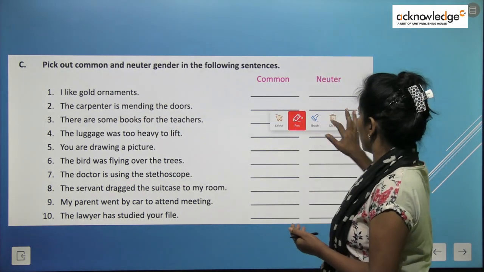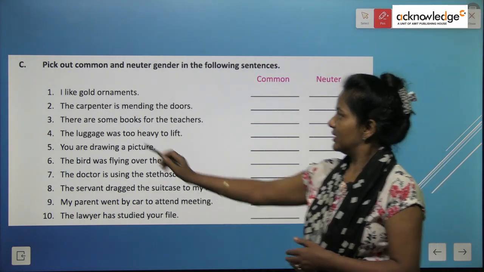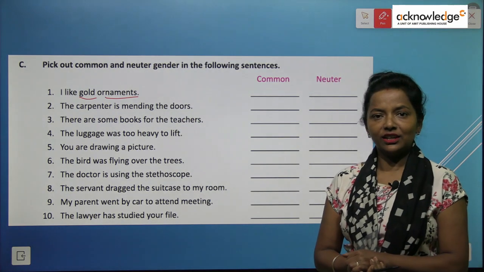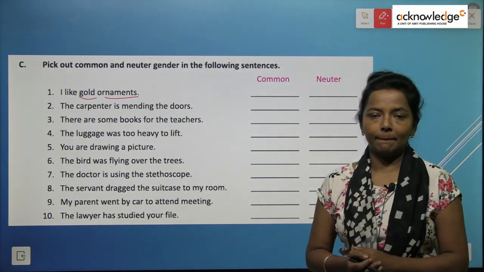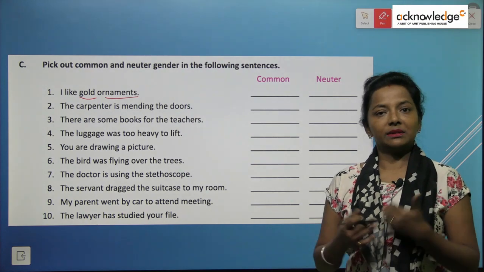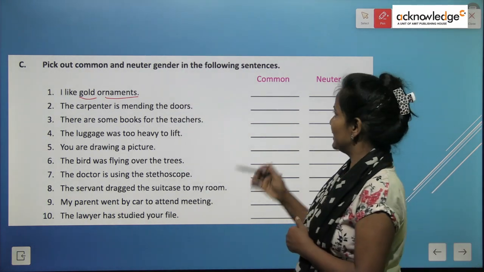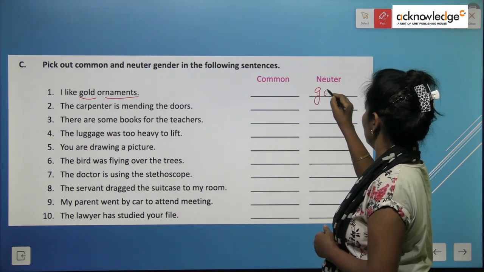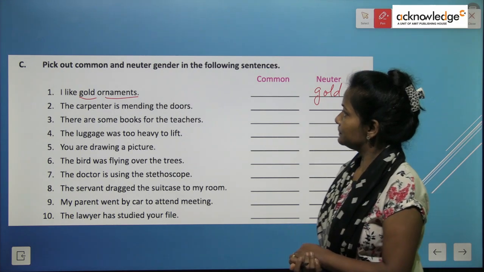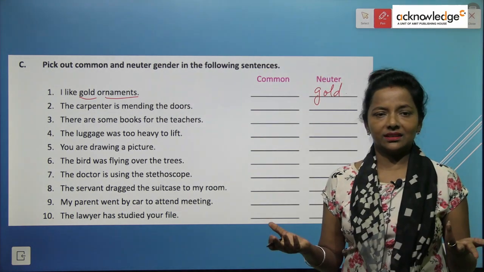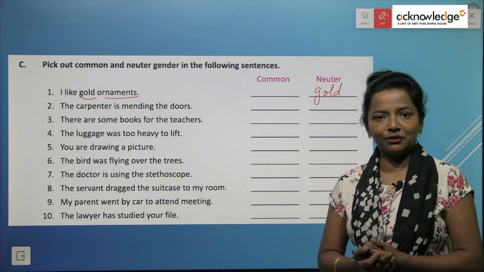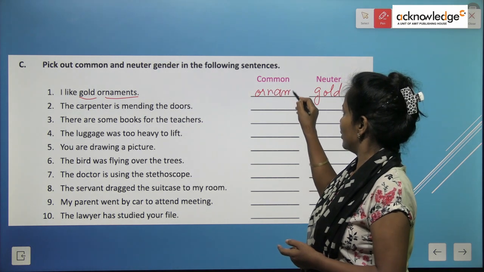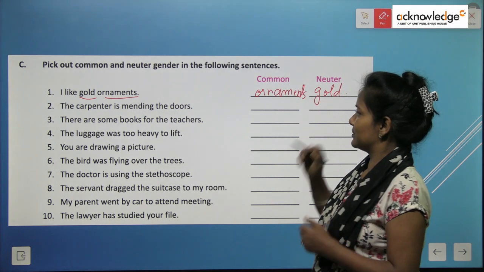I like gold ornaments. Now see children, first we will take out the genders here, gold and ornaments. Fine. So what is gold? Gold is a neuter gender because gold doesn't have life in it. G-O-L-D, gold. Fine. And ornaments can be any type of ornaments. So ornaments are common gender. Ornaments can be for male also and females also.